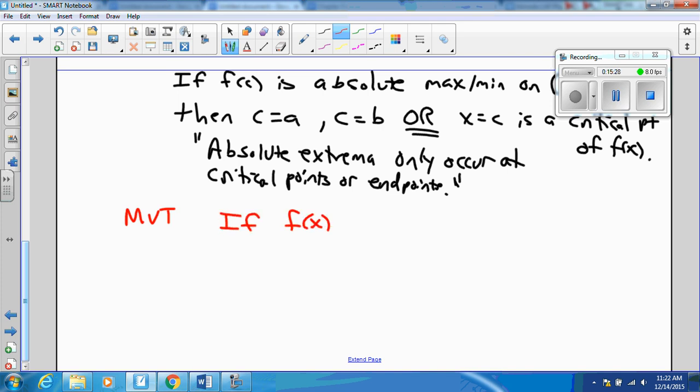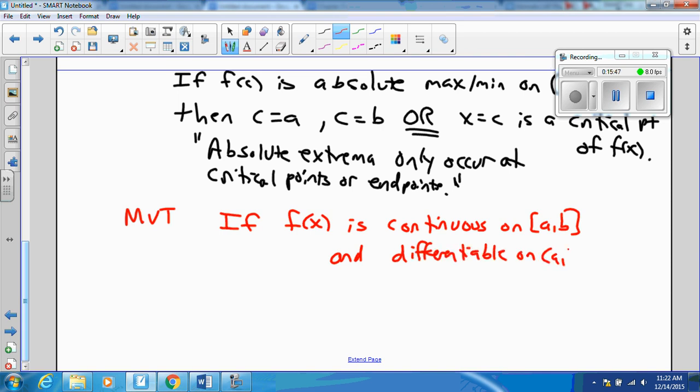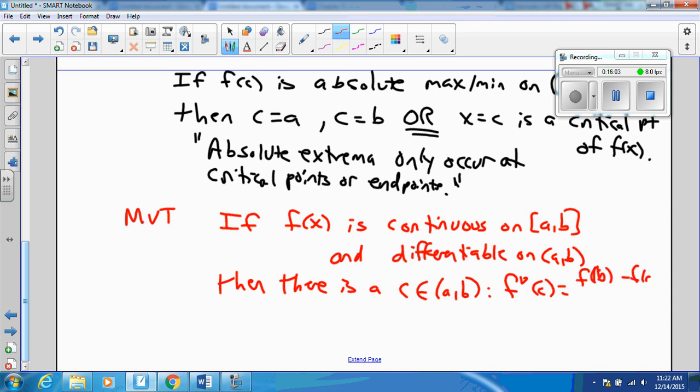So the mean value theorem is the final thing, and that is that if f of x is continuous on a closed bounded interval a to b, and also it happens to be differentiable on the open interval a to b, then there is a c somewhere between a to b such that f prime of c is equal to f of b minus f of a all over b minus a.